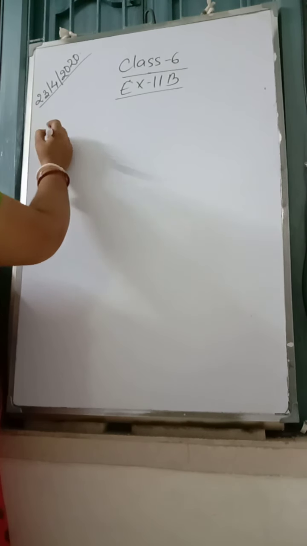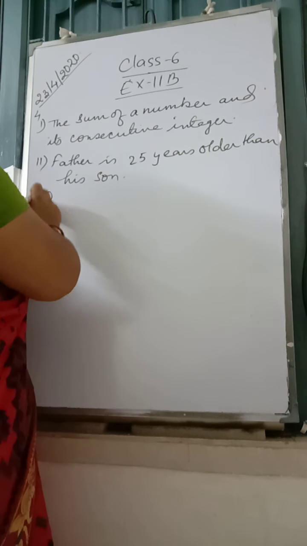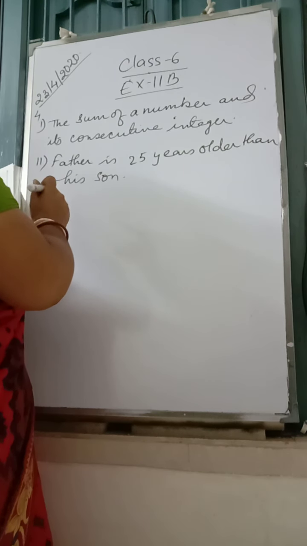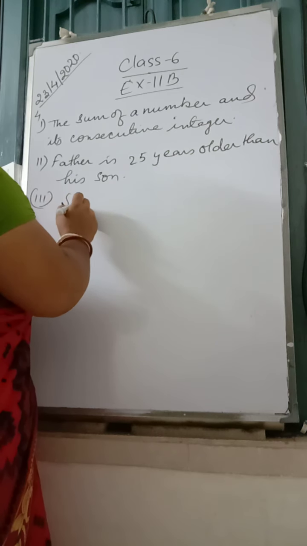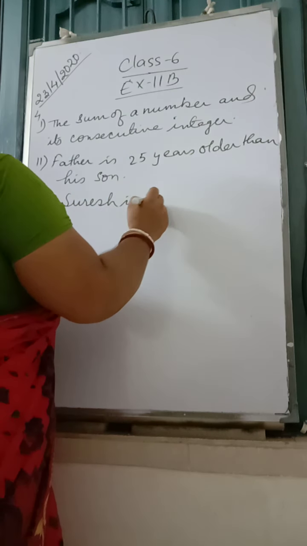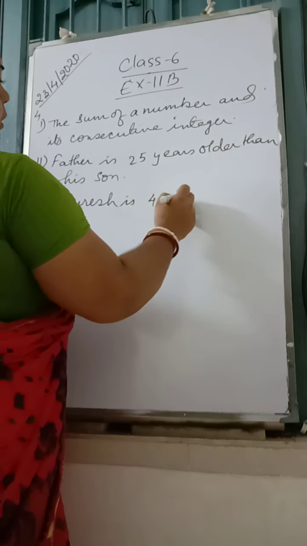What is the simple sentence for this? Father is 25 years older than his son. Like this, we have to write simple sentences. Suresh's age is x and his sister's age is x minus 4. So Suresh is 4 years older than his sister, or Suresh's sister is 4 years younger than Suresh. It's up to you what you are going to write.